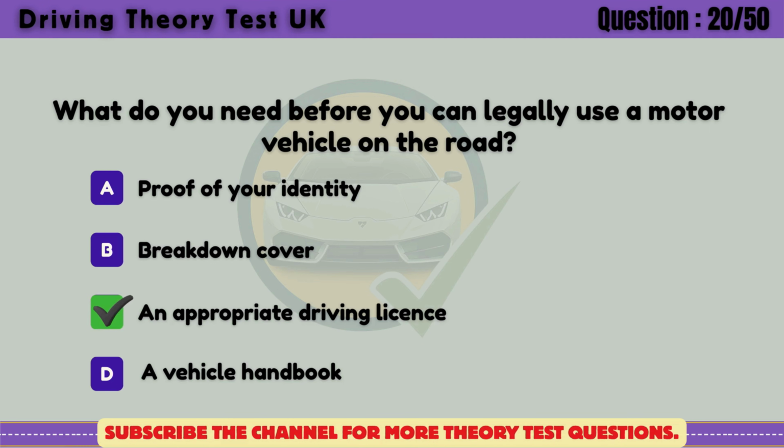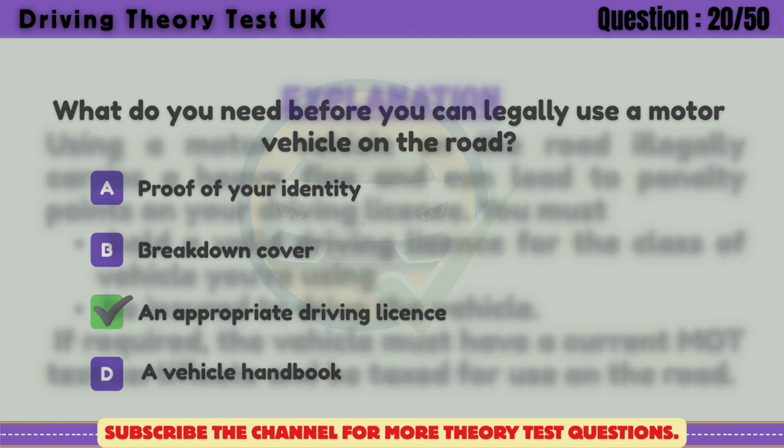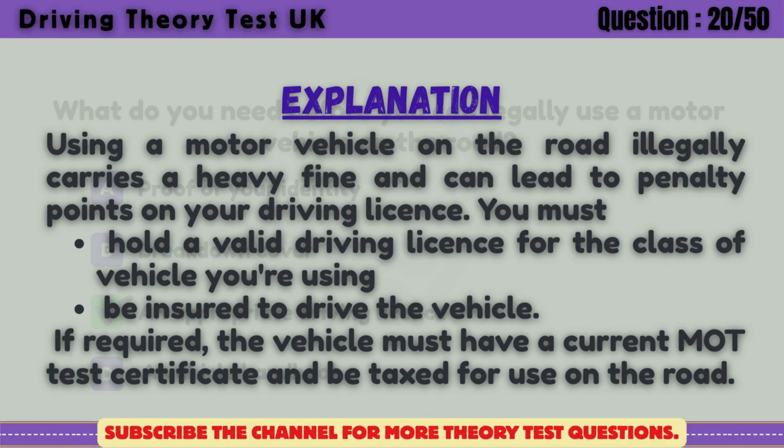Answer is C. An appropriate driving license. Using a motor vehicle on the road illegally carries a heavy fine and can lead to penalty points on your driving license. You must hold a valid driving license for the class of vehicle you're using. Be insured to drive the vehicle. If required, the vehicle must have a current MOT test certificate and be taxed for use on the road.